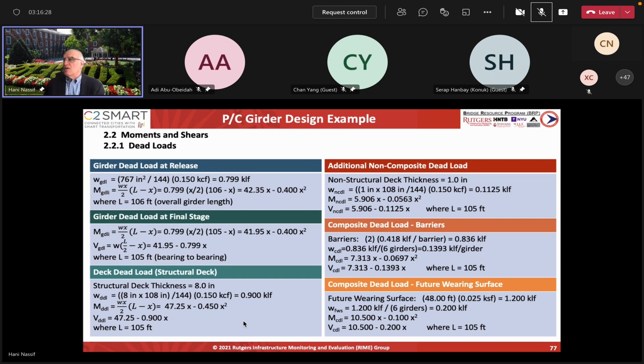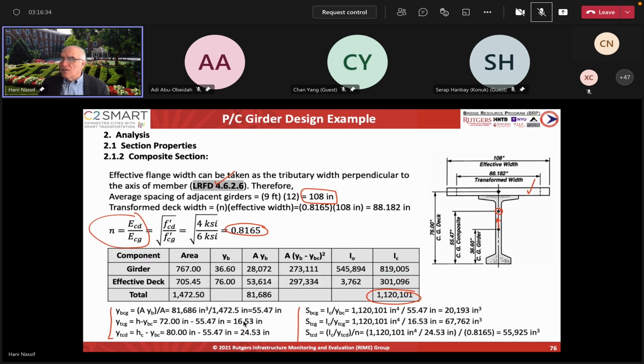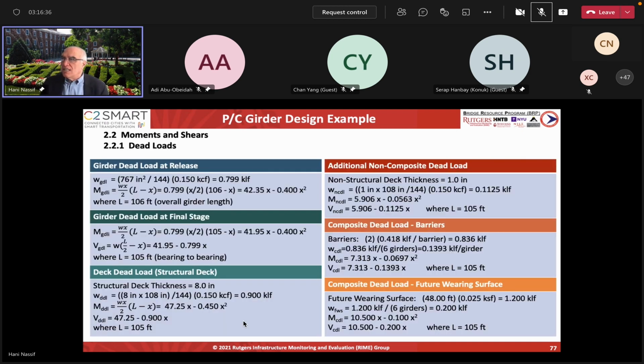So we will cover it that way. So now let's calculate dead load, dead load for the girder and for the slab combined. Remember, the reason we separate those is that the load factors are going to be different for dead load and different types of dead load, right?